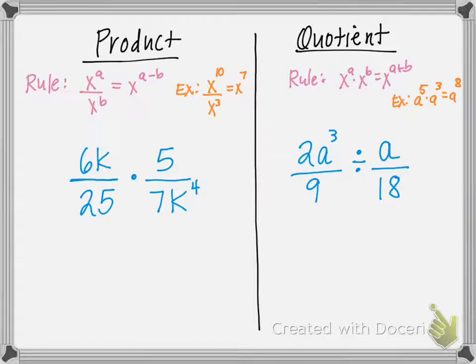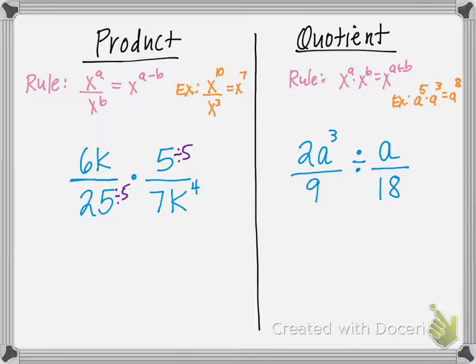We're going to practice multiplying and dividing rational expressions. So for multiplying, the first thing I'm going to look for is a number in the numerator position and a number in the denominator position that have a common factor. So I noticed that 5 and 25 have a common factor, and 5's in the numerator, 25's in the denominator, so I can divide those by 5.